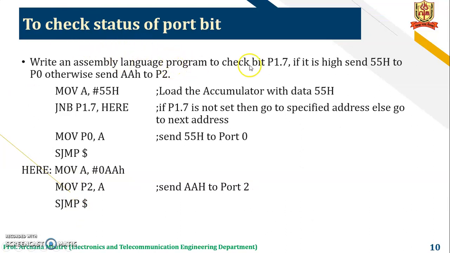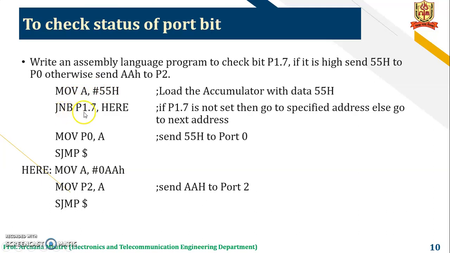Now here the next program is to check the status of a port bit. Here we have to check the status of bit P1.7. If it is high, then send 55H to port 0, otherwise send AAH to port 2. So here first we will give that number to the accumulator register, 55H to the accumulator.